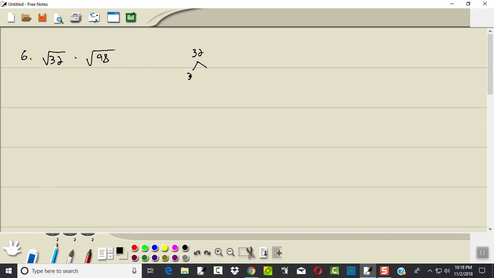32 is 2 times 16. 2's prime, so I circle it. I'm looking at my first prime, which is 2. 16 is divisible by 2. 2 times 8. 2's prime, so I circle it. 8's divisible by 2. 2 times 4. 2's prime, so I circle it. And 4 is divisible by 2. 2 times 2. It looks like we have five 2's.